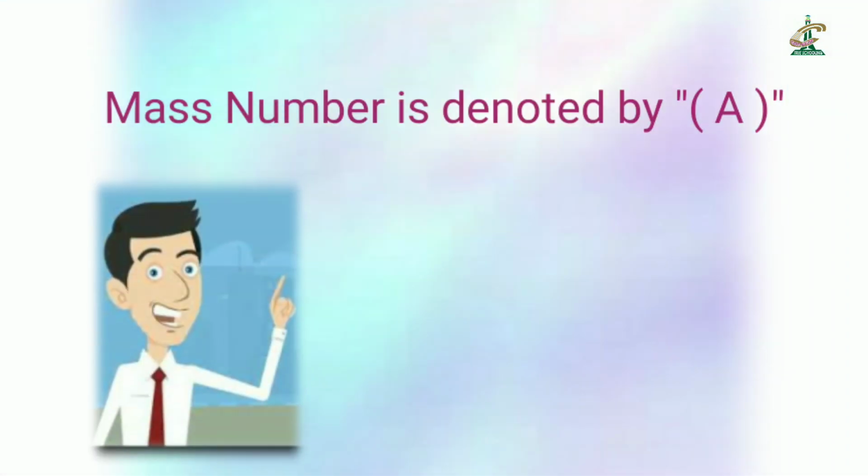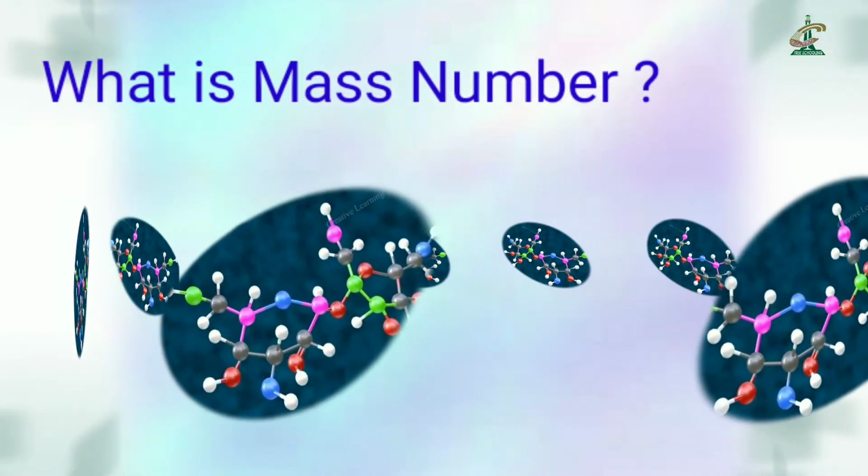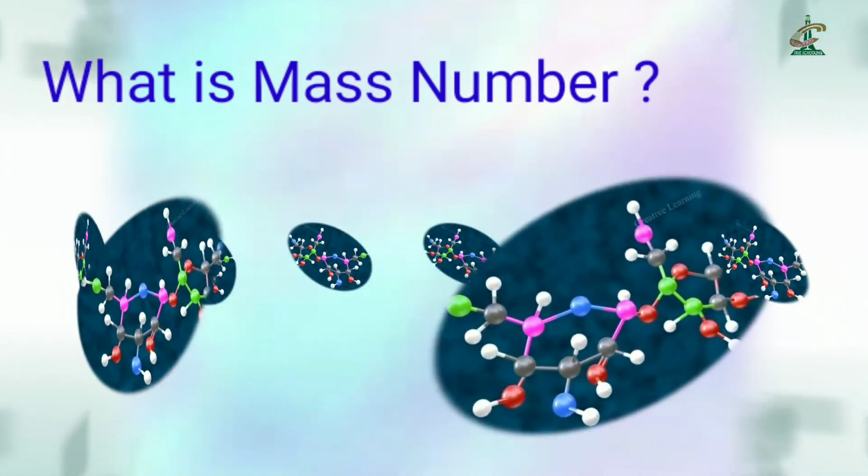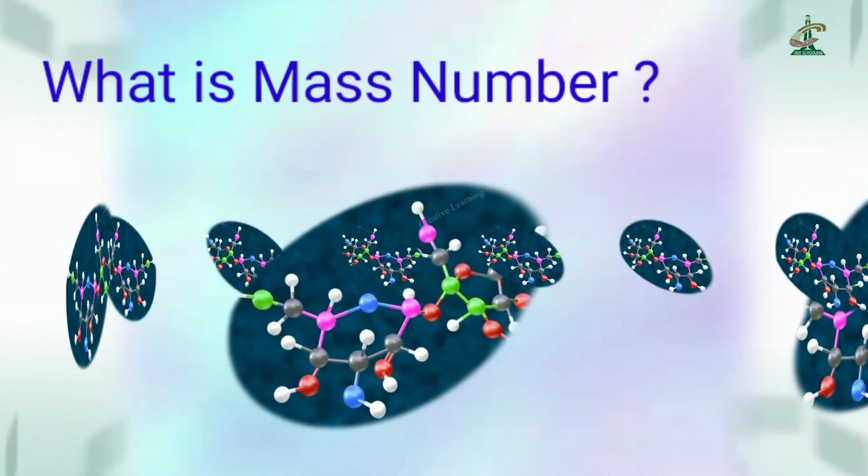And keep in mind one thing students, mass number is always denoted by capital A. If anybody asks how can mass number be denoted, what will you say? Good. You will say mass number can be denoted with capital A. I hope students it's quite clear to you now what is mass number.